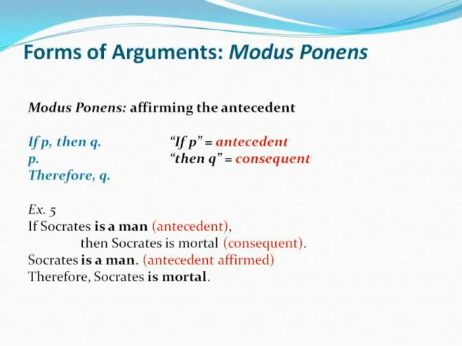Our second premise affirms the antecedent. Socrates is indeed a man. Because we have confirmed the antecedent, we can now affirm the consequent. Therefore, Socrates is mortal. You can put anything in the place of P and Q and the argument will always be valid. However, remember that validity requires only that if the premises are true, the conclusion must also be true. So you can put in false premises and reach a false conclusion and still have a valid argument.